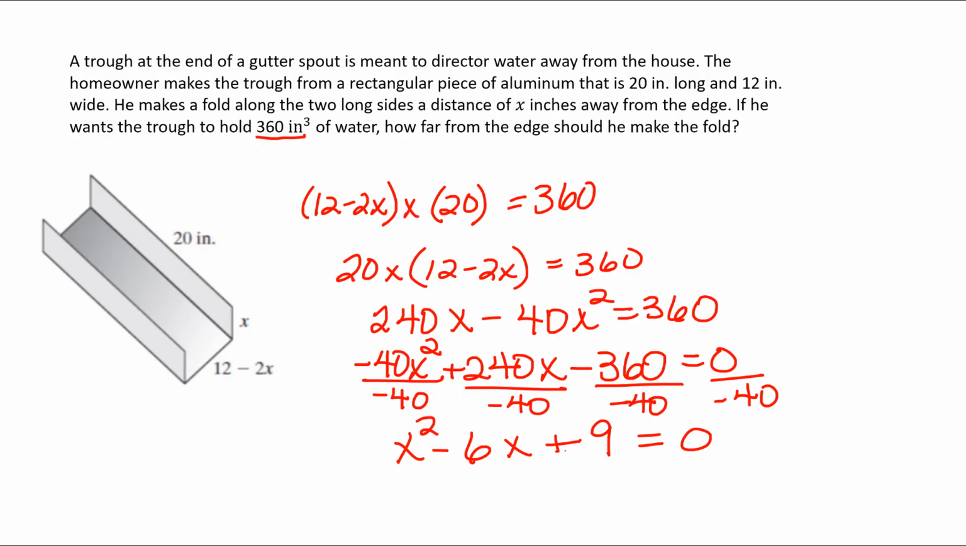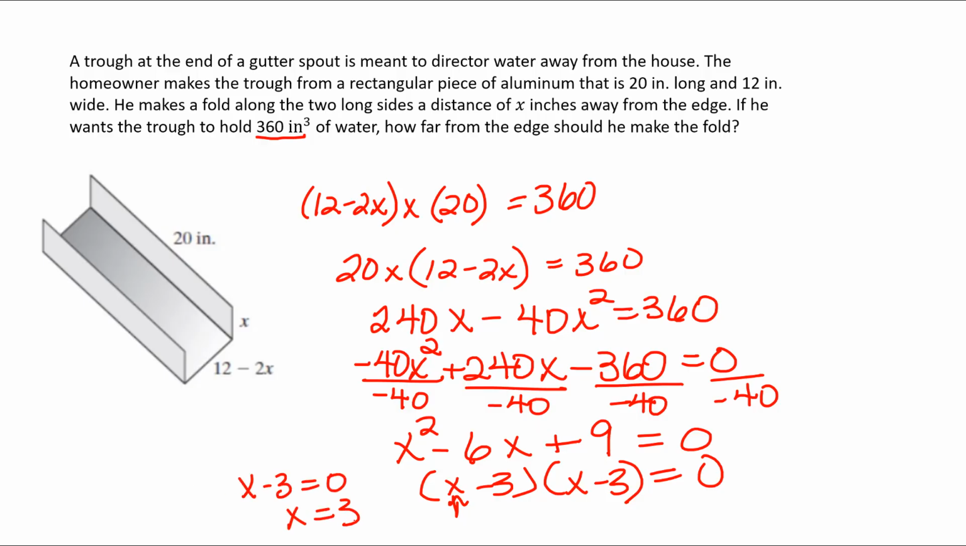And this is so easy to factor that I wouldn't bother using the quadratic formula, because it's just x minus 3 times x minus 3. And so that means x has to be 3, because if you multiply two things together to get 0, one of them has to be 0, and the only way for either of these factors to be 0 is to put in 3 for x. So x minus 3 is 0 means x has to be 3.